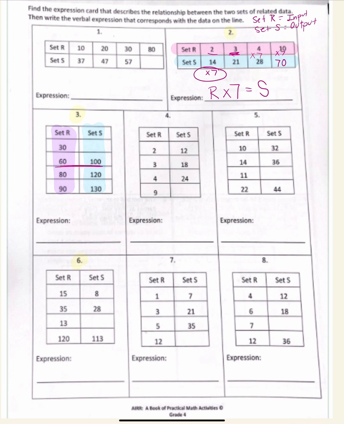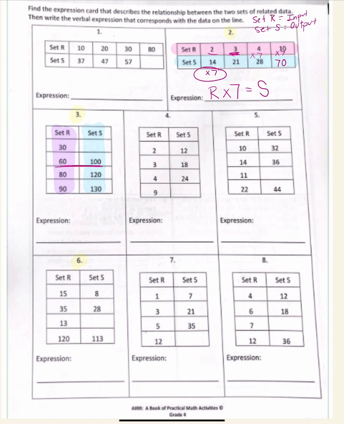So my set R, which is my input, is 60. And I took my 60, my input, and I applied the rule, whatever it is, and it got me to 100. Well, let's think of our ways. It got bigger, so we know it's either multiplication or addition. So let's think about how I can get my 60 to 100.